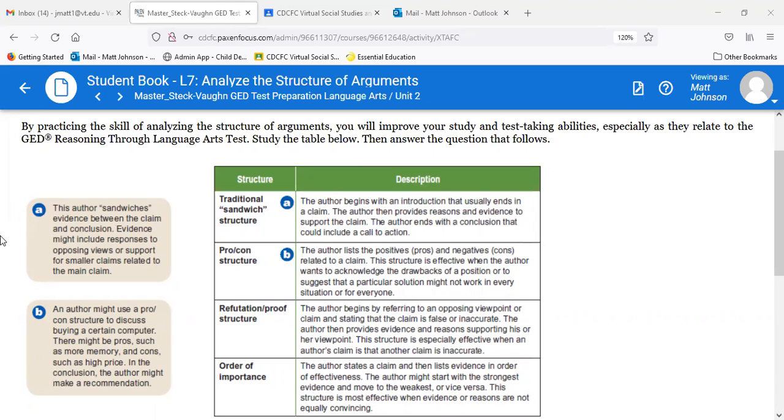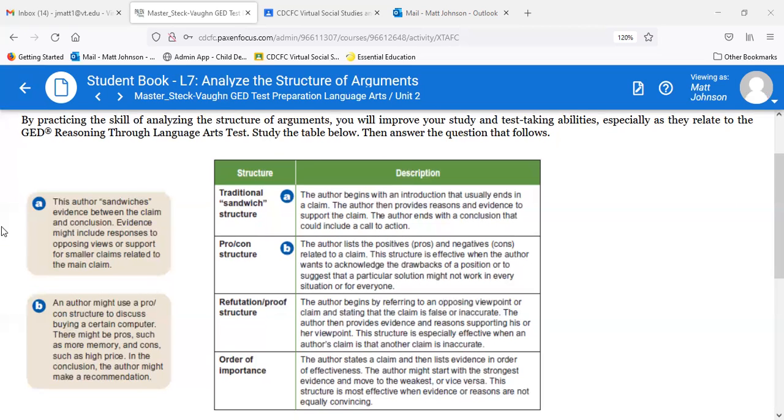So then a pro-con structure is our second one, and it says the author lists the positives, so the pros, and the negatives, the cons, related to a claim. This structure is effective when the author wants to acknowledge the drawbacks of a position or to suggest that a particular solution might not work in every situation for everyone. So if you have a particular way to argue, you may have more pros for that situation, but you also want to make sure that you show that there are some negatives as well. So it's all dependent on the purpose you're writing and the argument you want to take.